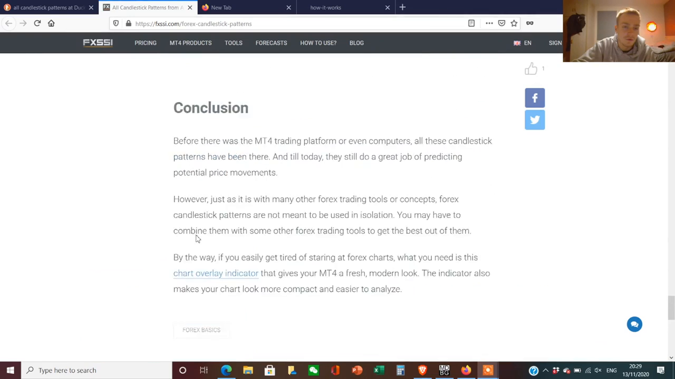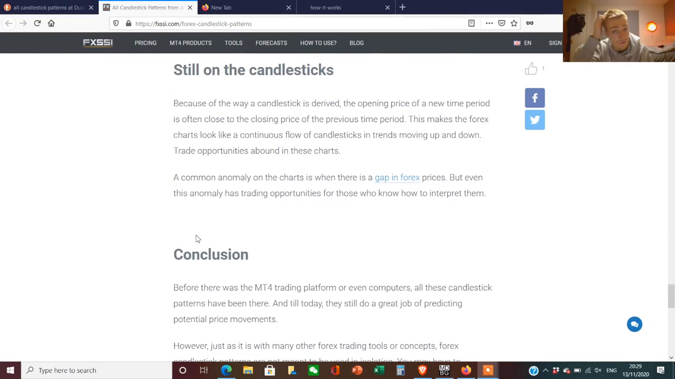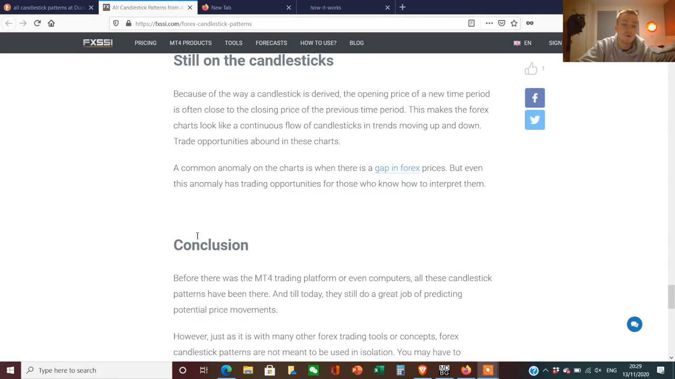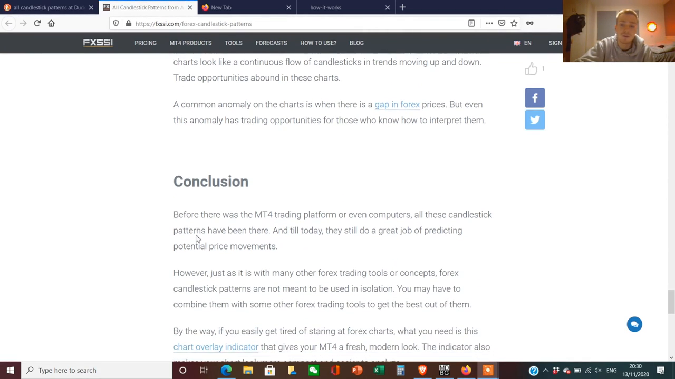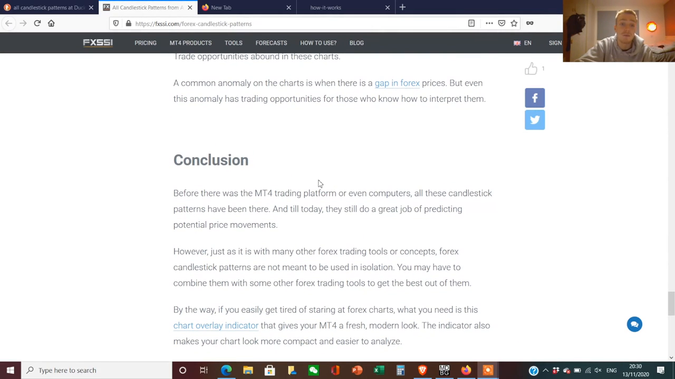I don't know what this is, but I'll just read it. Still on the candlesticks, because of the way a candlestick is derived, the opening price of a new time period is often close to the closing price of the previous period. This makes the Forex chart look like a continuous flow of candlesticks in trends moving up and down. Trade opportunities are around in these charts. A common anomaly on the charts is when there is a gap in Forex prices, but even this anomaly has trading opportunities for those who know how to interpret them.